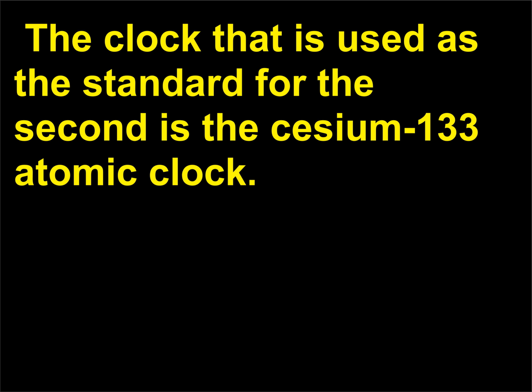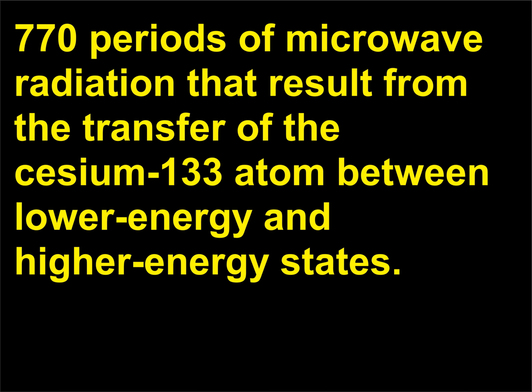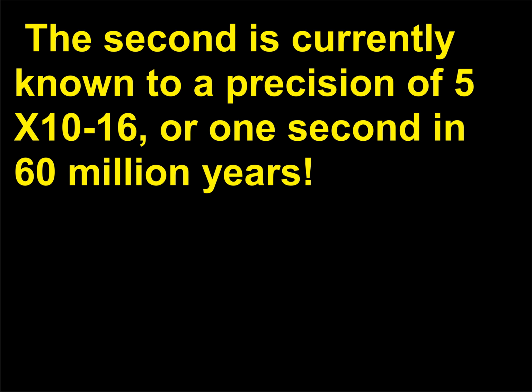The clock that is used as the standard for the second is the cesium-133 atomic clock. The second is defined as the time it takes for 9,192,631,770 periods of microwave radiation that result from the transfer of the cesium-133 atom between lower energy and higher energy states. The second is currently known to a precision of 5 × 10⁻¹⁶, or 1 second in 60 million years.